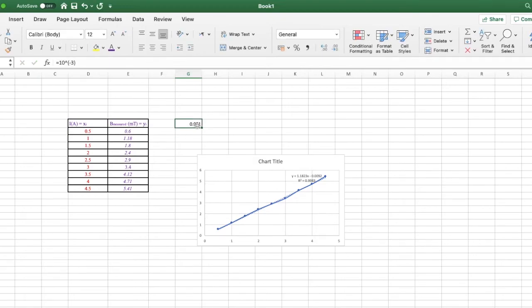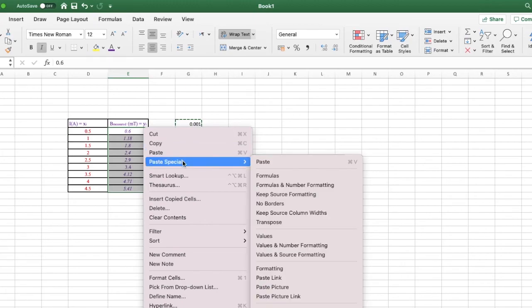Then you are going to be copying that cell. So you copy that cell, then you highlight that entire column which you want to multiply by 10 to negative 3. Then you right click on it, then you select paste special, and then you go down at the bottom of that page and select again paste special. So right at the bottom of that page you have the option paste special that you need to click on.